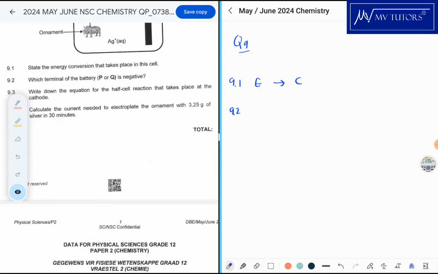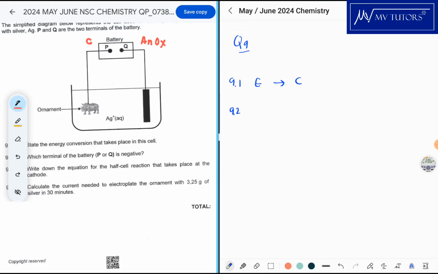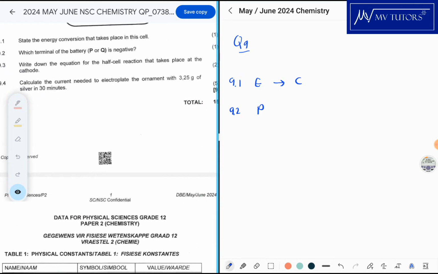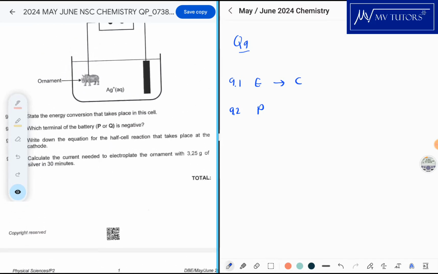And then 9.2, which terminal of the battery, P or Q, is negative? What did we say? At the anode, positive. At the cathode, negative. So which terminal of the battery is negative? P. That's where reduction occurs. And then it says, write down the equation of the half cell reaction taking place at the cathode.